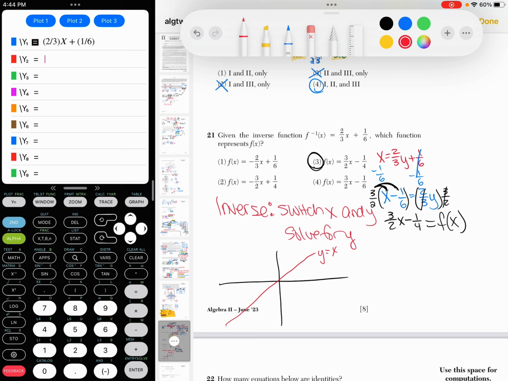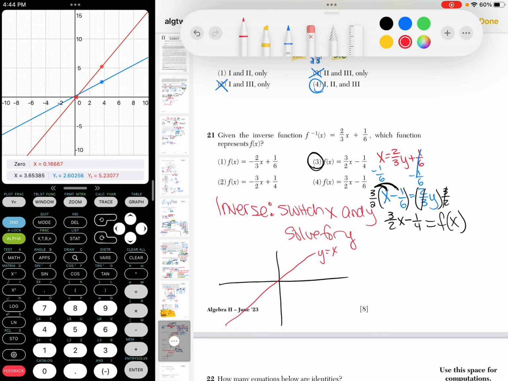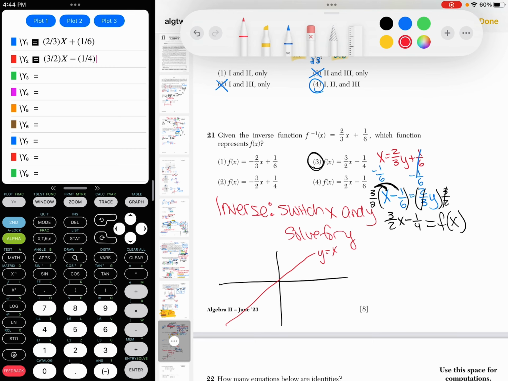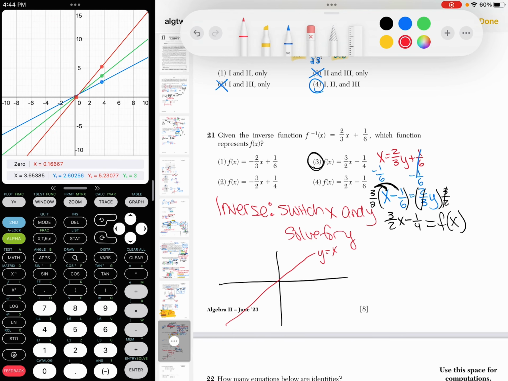And I'm going to plug in choice 3 just so you can see what the reflection looks like. So we already know choice 3 is right, minus 1/4. So when you hit graph, you'll see that it reflects over that line. I'm actually going to put that line in my y3. So the green line is y equals x. See how it reflects perfectly over that green line? The red and the blue, they intersect right on that green line, and then they're perfectly spaced away from the green line. That's how you would know that that one is your inverse.